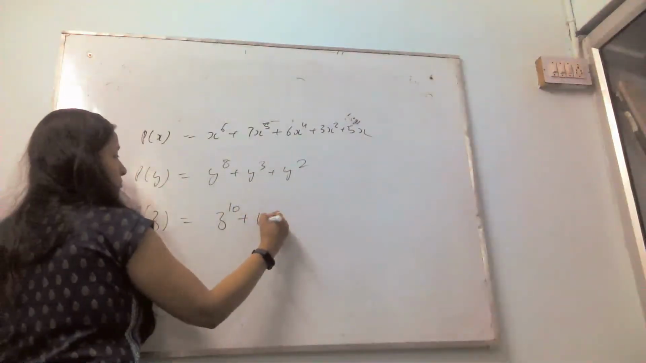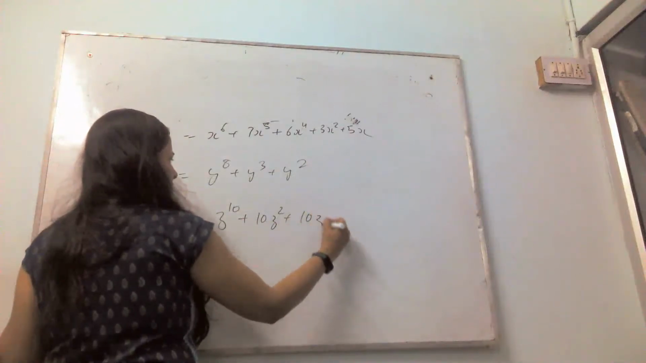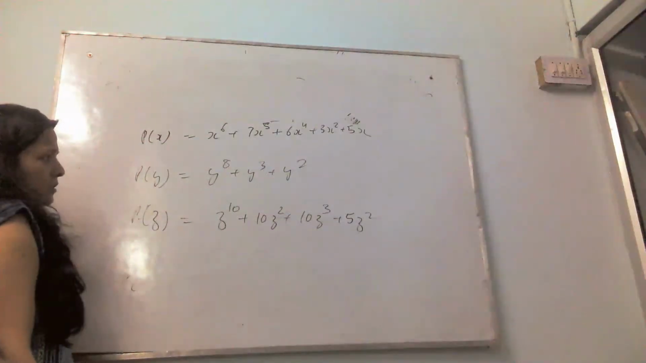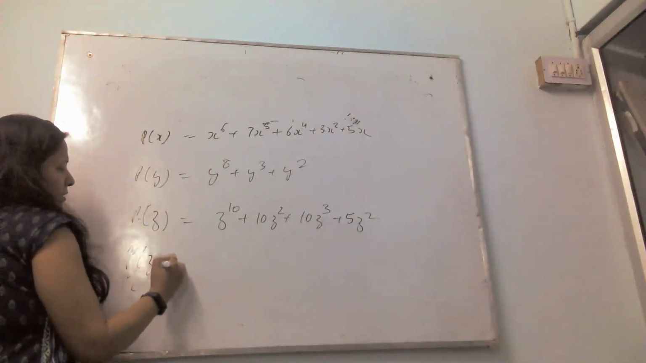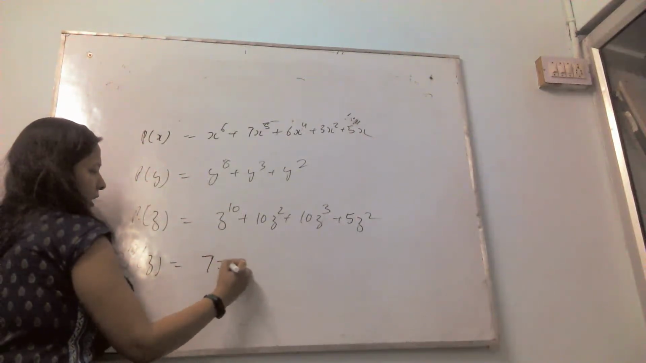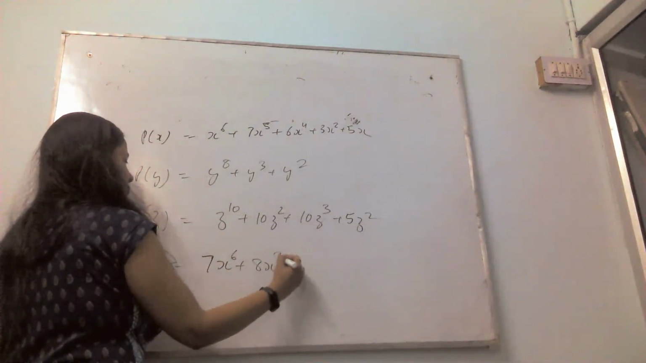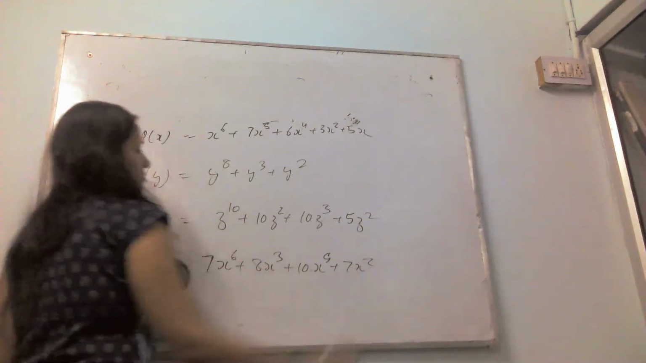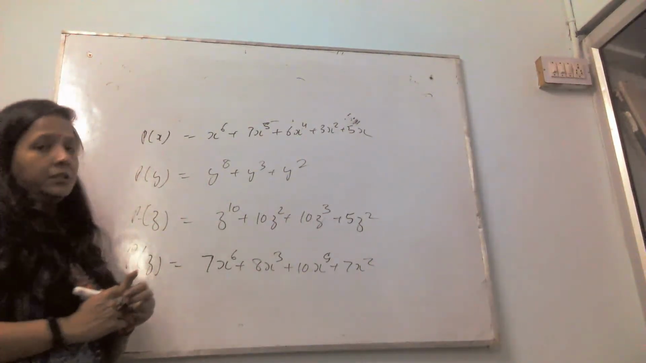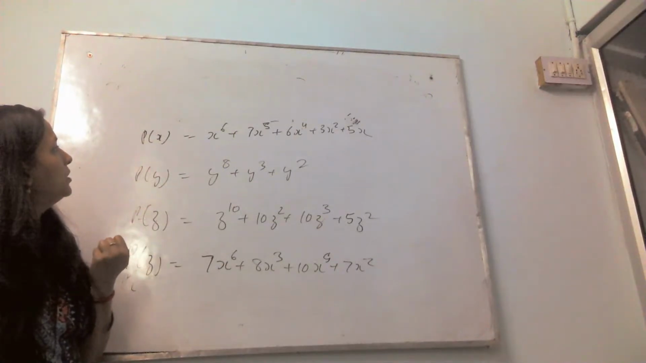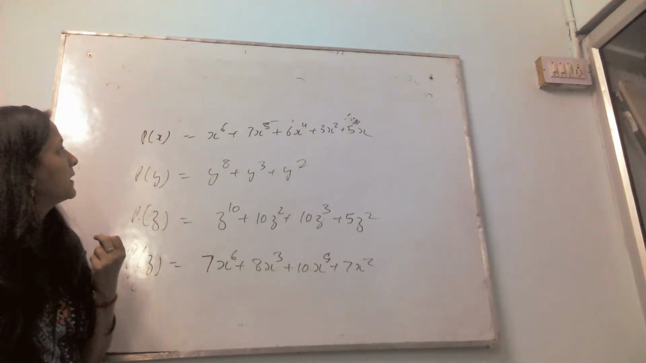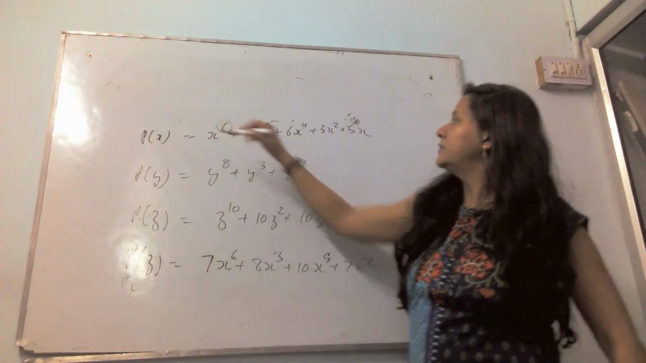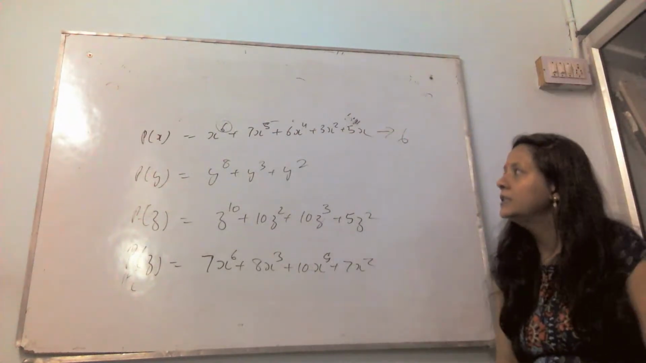z to the power 10 plus z square plus z to the power 3 plus 5z square. 7x to the power 6, 8x to the power 3 plus 10x to the power 9 plus 7x square. Degree of the polynomial. Here the highest power is 6. The degree of the polynomial is 6.